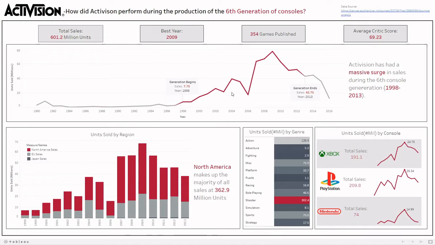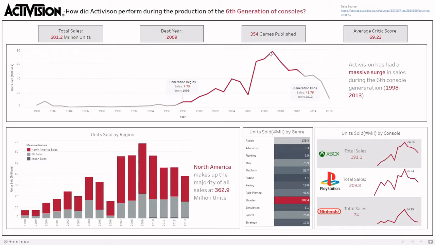And I noticed that when looking at Activision's trend, there seems to be an increase in global sales, quite a drastic increase, that starts in 1998 and ends roughly here in 2009. So what I did was I did some research and I found that this can be attributed to the release of the sixth generation of consoles.